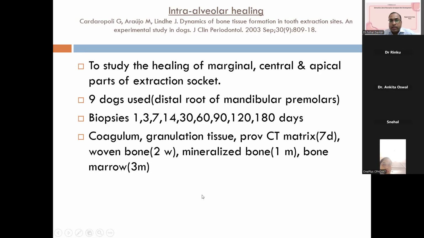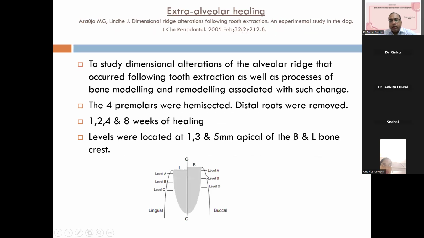So what they observed is intraalveolar healing. Initially, as we expect, is formation of the coagulum, then granulation tissue, then formation of the provisional connective tissue matrix at 7 days, woven bone formation at around 2 weeks, mineralized bone at around 1 month, and finally bone marrow at around 3 months. After intraalveolar healing, let's see what happens outside the socket, that is extraalveolar healing.